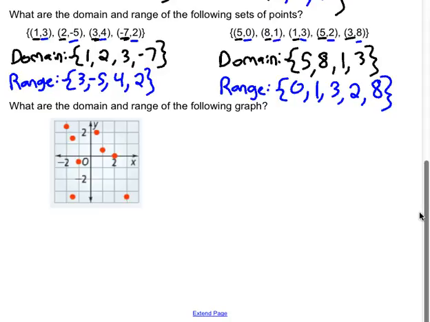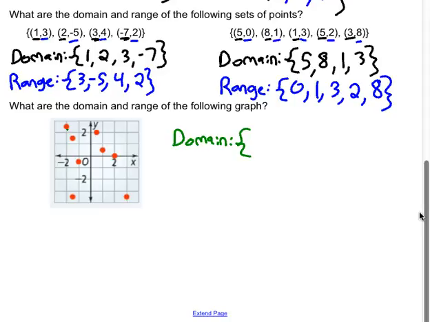All right, now let's look at a graph, okay? So when I'm looking at a graph, again, my goal is to list the domain and the range. So my domain, again, when I'm dealing with distinct points like this, I'm just going to list what the values are.